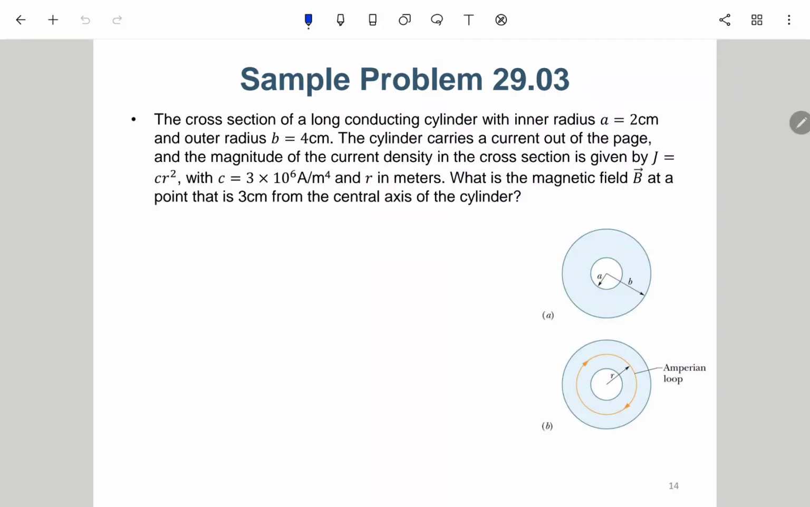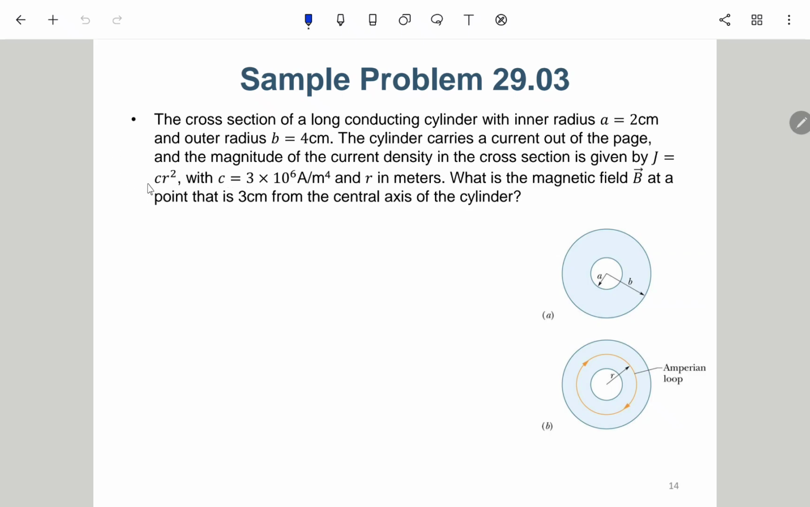Okay, so here we have another sample problem. It says the cross-section of a long conducting cylinder with inner radius a equals 2 cm and outer radius b equals 4 cm. The cylinder carries a current out of the page, and the magnitude of current density in the cross-section is given by J equals C r squared.